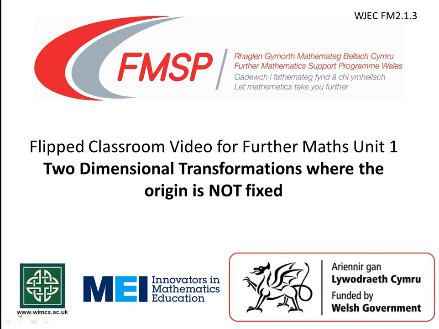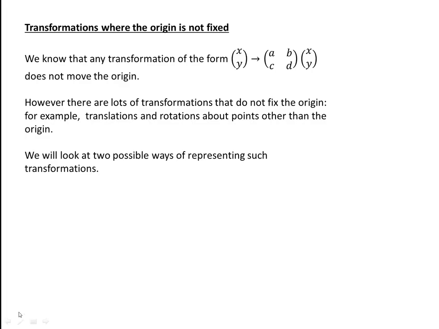In this video, we're going to look at how we can deal with transformations in two dimensions where the origin is not fixed. Now, we know that if we've got a transformation of the form (x, y) goes to a matrix times (x, y), then that transformation does not move the origin. However, there are lots of transformations that do not fix the origin.